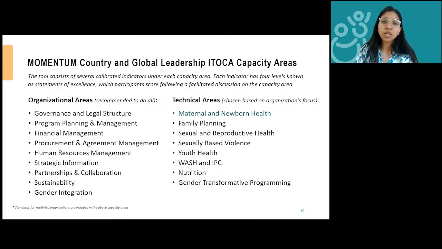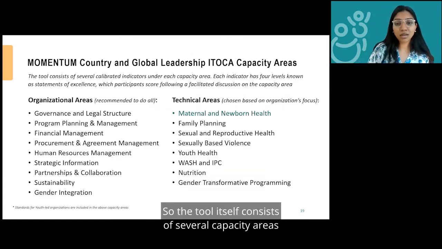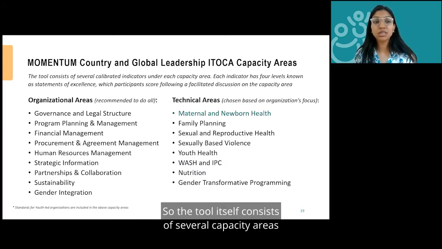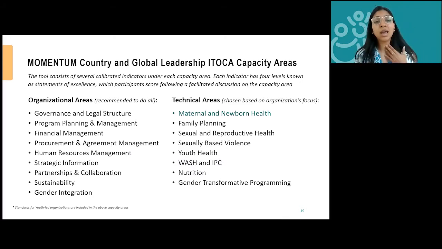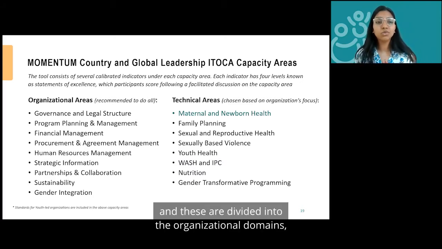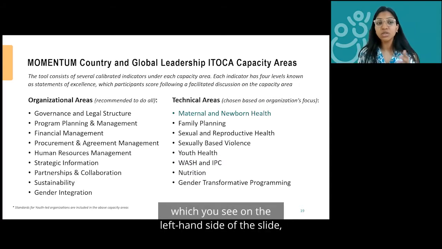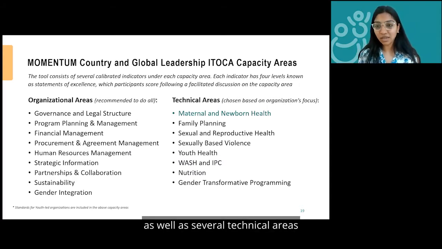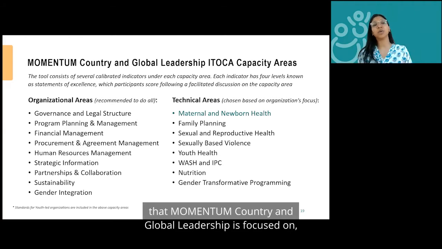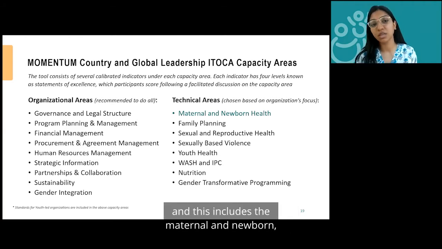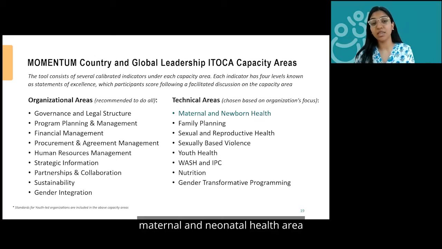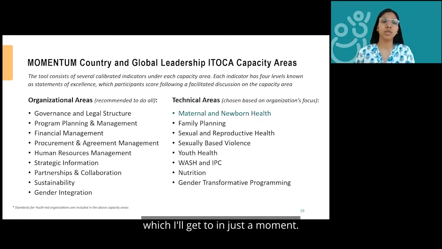So the tool itself consists of several capacity areas, and these are divided into the organizational domains, which you see on the left-hand side of the slide, as well as several technical areas that Momentum Country and Global Leadership is focused on. And this includes the maternal and neonatal health area, which I'll get to in just a moment.